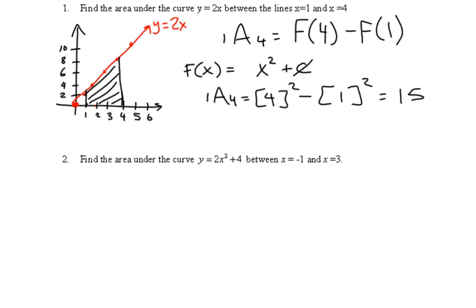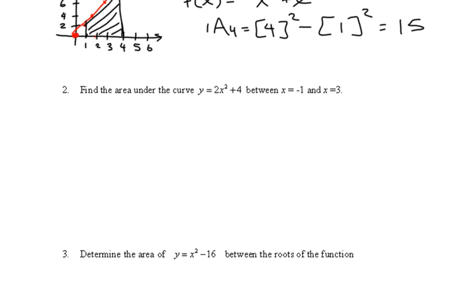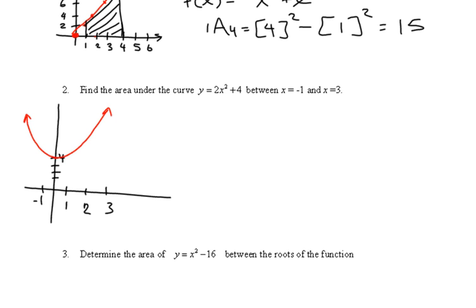Okay, find the area of the curve. So let's graph this guy. y equals 2x squared plus 4, and it's between negative 1 and 3. Negative 1, 1, 2, 3, 4. It's going to look something like this. And we want the area between negative 1 and 3.